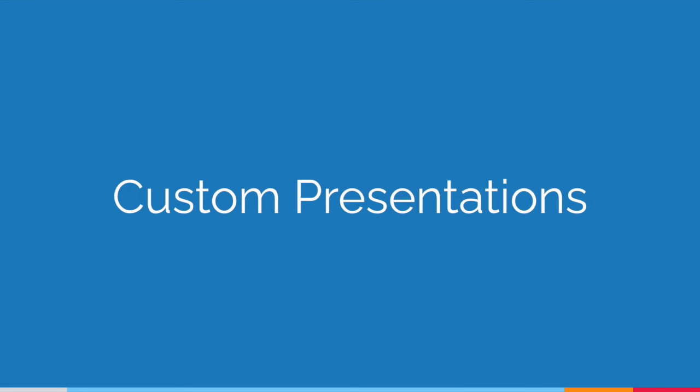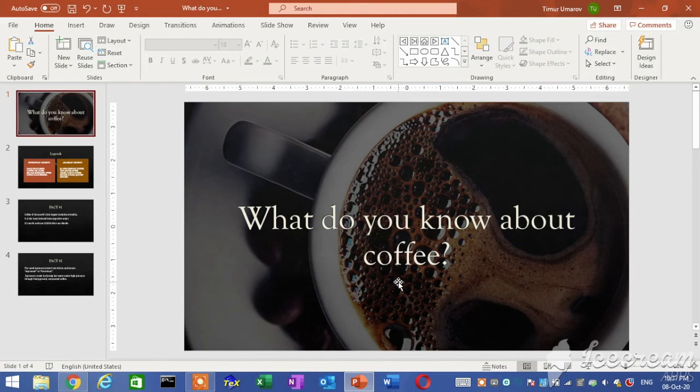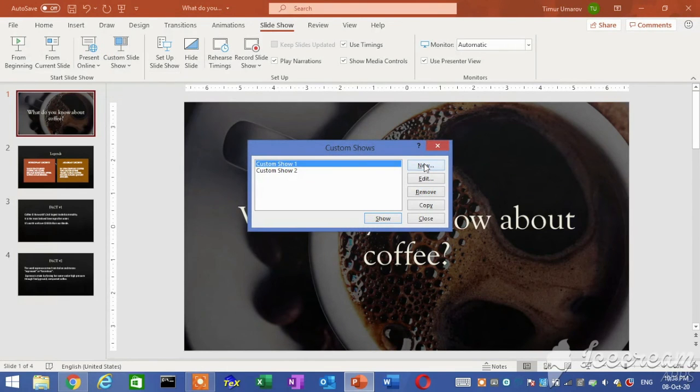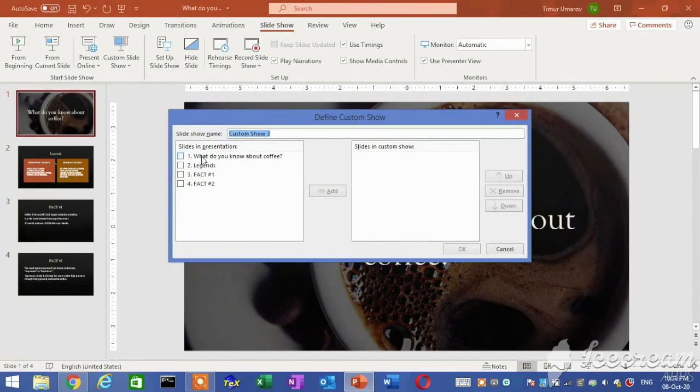Custom presentations. Another way to suppress slides in a presentation is to create a custom slideshow. Go to the Slideshow tab. Select Custom Slideshow. Click Custom Shows, New. Type a name in the slideshow name box. Add slides you want to add to the slideshow.